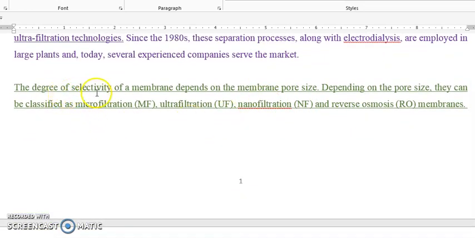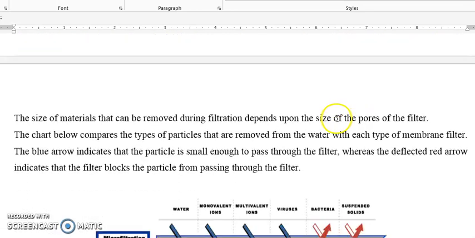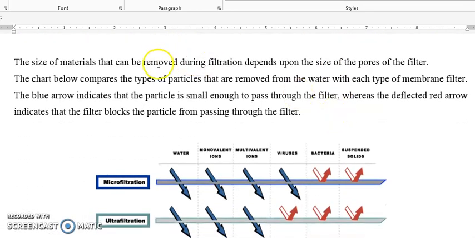Now, how to select the membrane out of these four? The degree of selectivity of the membrane depends on the membrane pore size, and depending on the pore size they can be classified as micro, ultra, nano and reverse osmosis membranes. So the classification of these different types of membranes is entirely based on the size of the pores and the size of the material that can be removed during filtration. Hence they depend upon the size of the pores of the membrane.